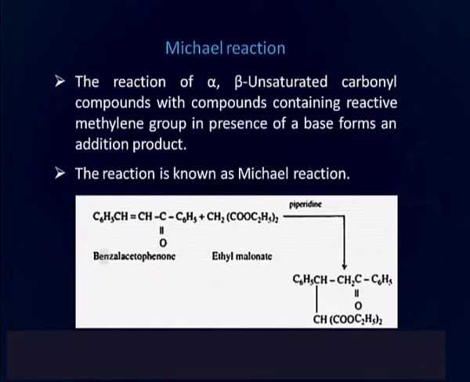We will now discuss Michael reaction. The reaction of alpha beta unsaturated carbonyl compound with compounds containing reactive methylene group in presence of a base forms an addition product, and this reaction is called Michael reaction. Here you can see in this example, this is benzalacetophenone. This is an alpha beta unsaturated ketone, and when it is reacted with ethyl malonate, then an addition product is formed. You can see that this part of the molecule, the carbanion, has been added at the beta carbon with respect to the carbonyl group present in the alpha beta unsaturated molecule.